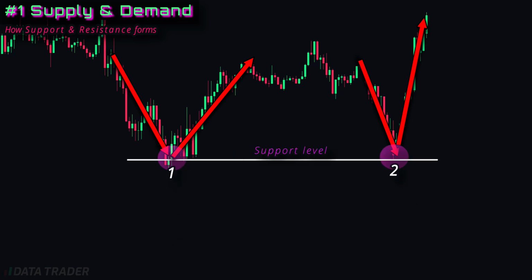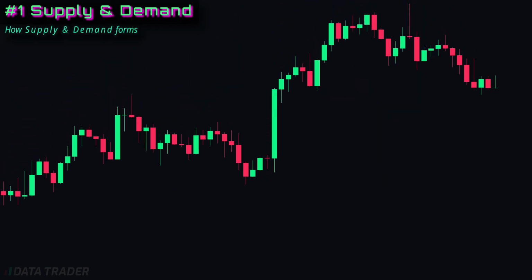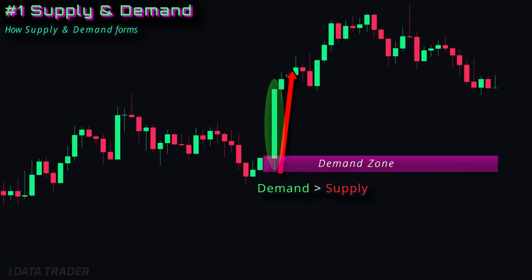Now, let's compare that to how supply and demand levels form. So, in this chart, we can see that price went up, as shown by this big green candle, indicating that there's liquidity coming in at this level and that demand exceeds supply. Because of this alone, we can draw a demand zone at this level. And that's it. It's that simple.